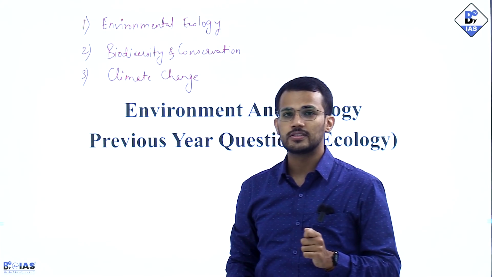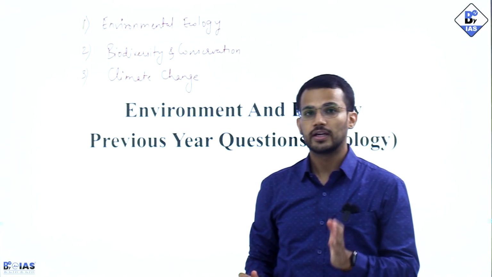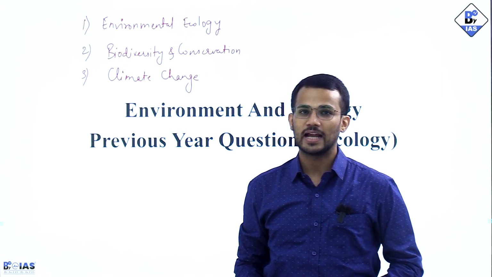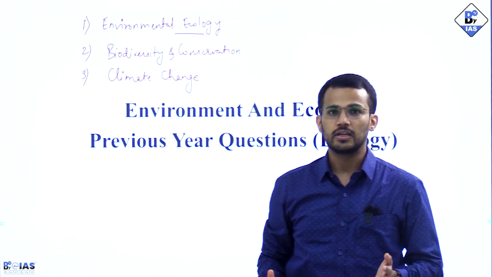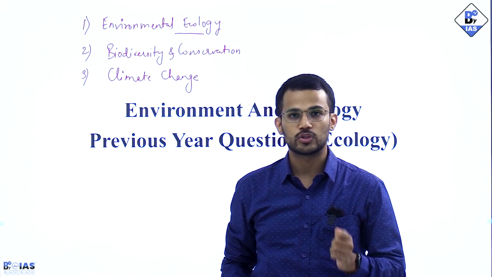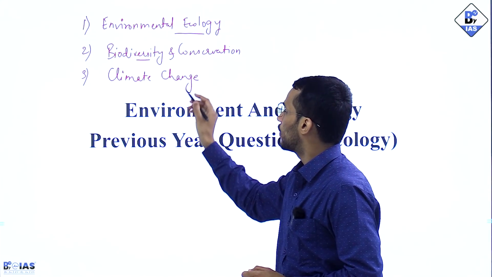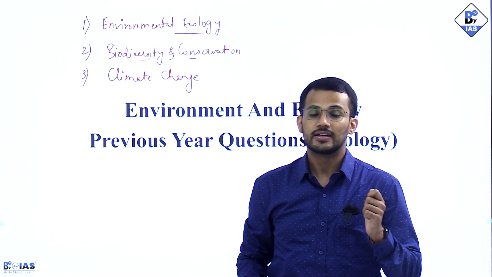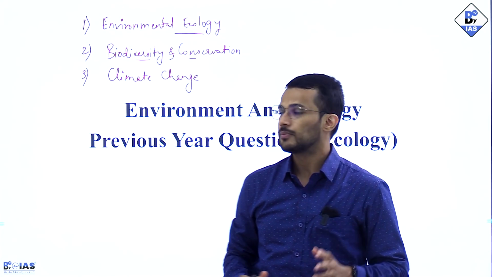If you notice previous year questions from these topics, you will find that questions from environmental ecology are quite static in nature because this is a branch of geography. But the questions from biodiversity and conservation as well as from climate change are dynamic in nature. That means the focus is on current affairs, right?